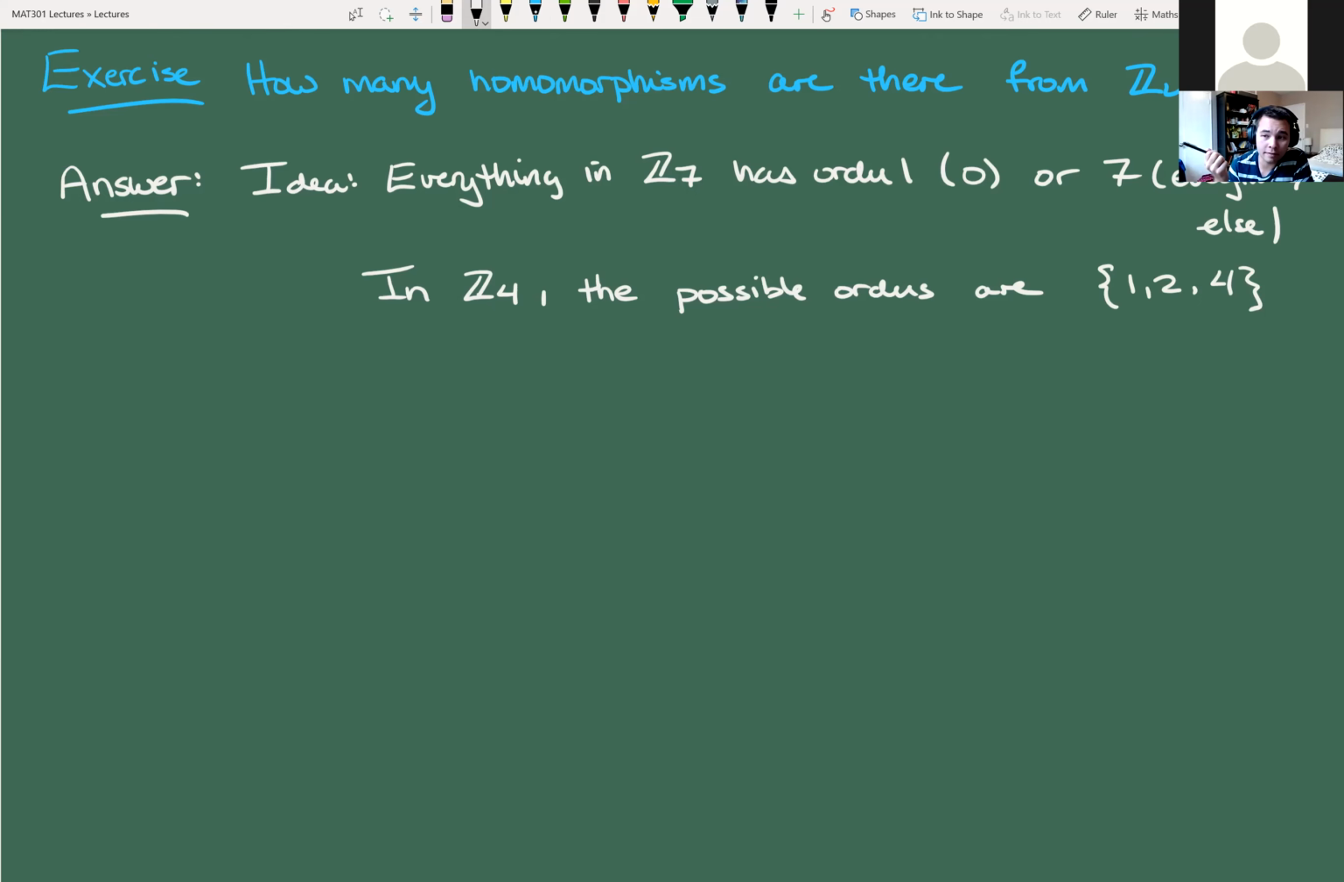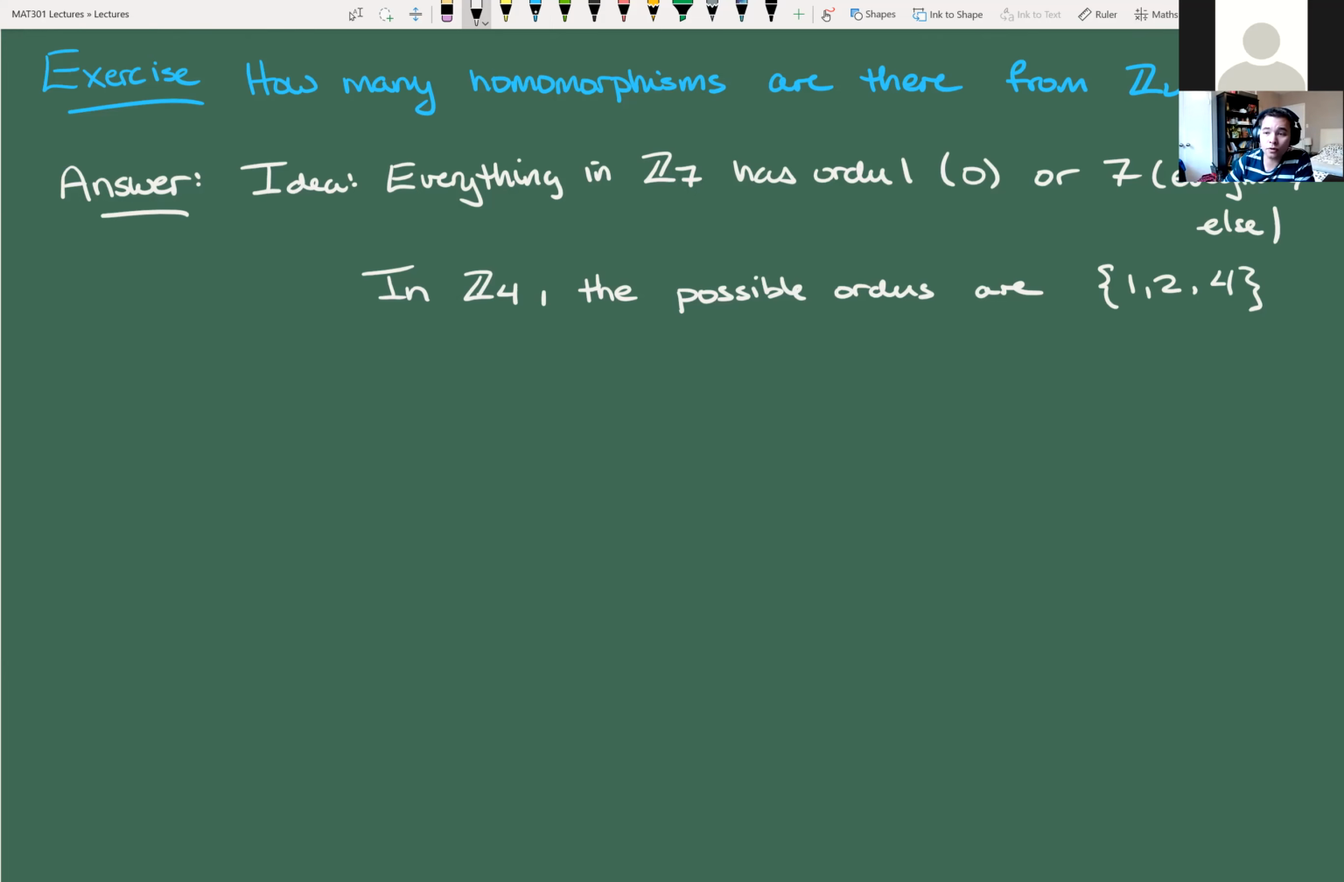That's the same thing I got for Z7, right? The only possible orders for elements in Z7 are the divisors of 7, so it's 1 or 7. Now the question is, could there possibly be a non-trivial group homomorphism from Z4 to Z7? Well, no, because if there is one, then the order of the image of a non-trivial element must divide the order of the original element. Exactly, 1, 2, and 4 don't divide 7. And conversely, 7 doesn't divide 2 or 4, right? So there can't be any group homomorphisms.